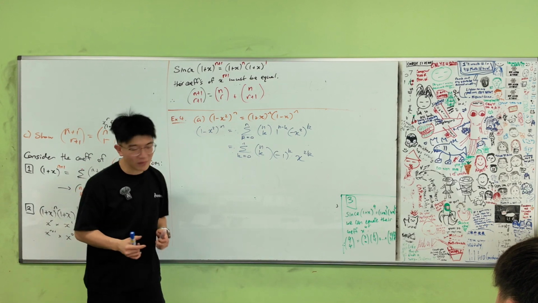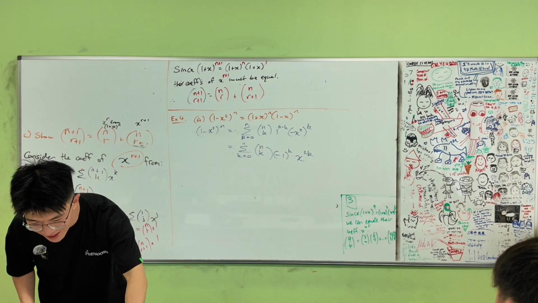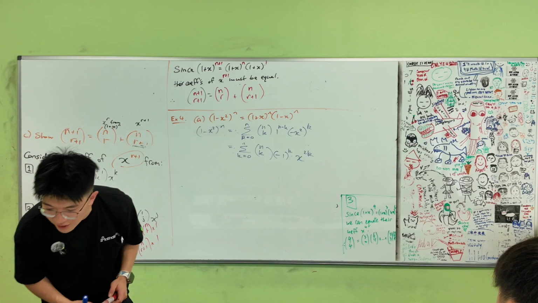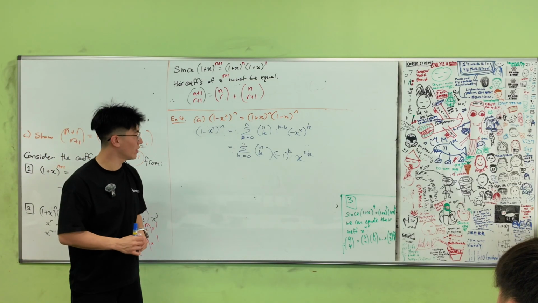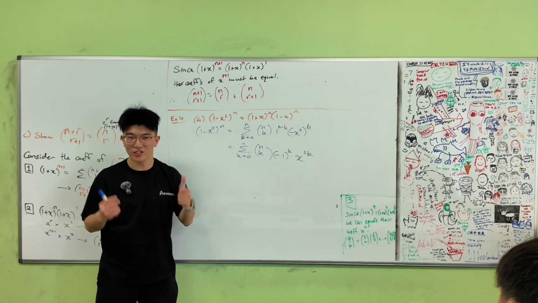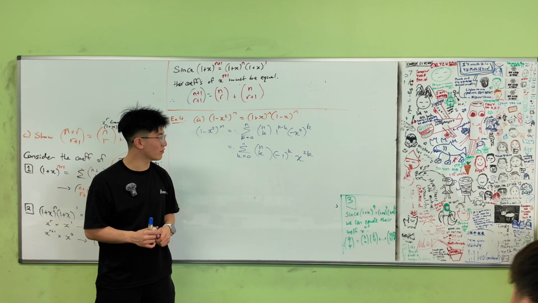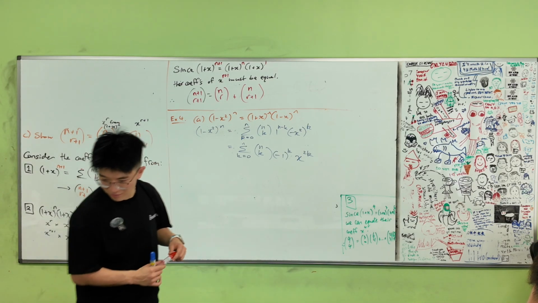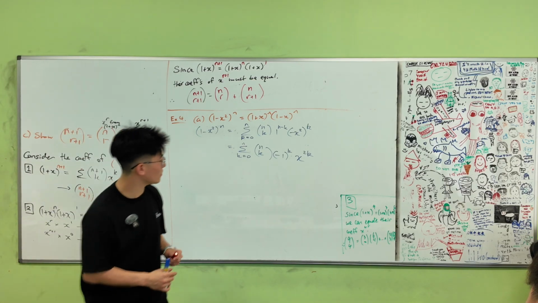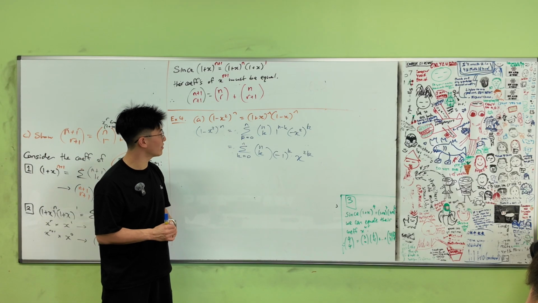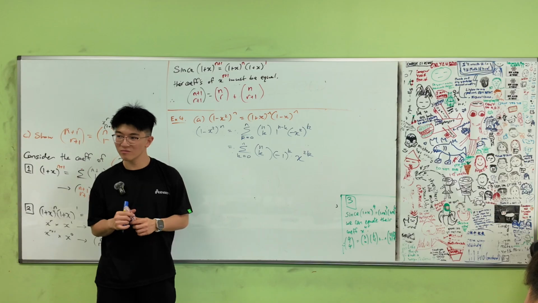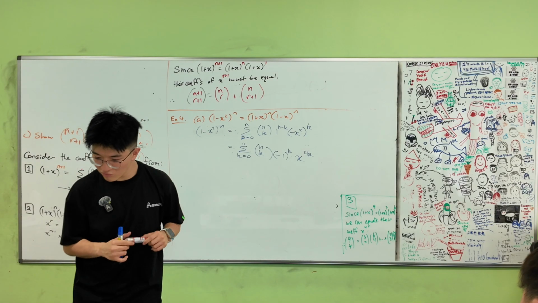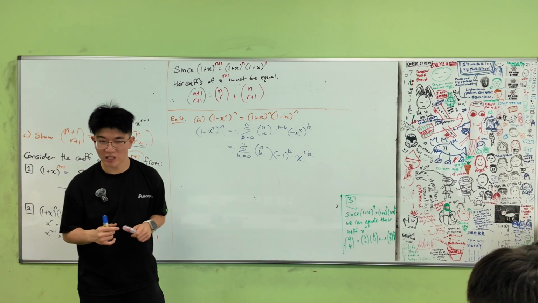Okay, cool. From there, the question asks us to explain why the coefficient of x to the n is 0. Putting it in this notation is so helpful. I want the coefficient of x to the power of n. What should I do here to get x to the power of n? Any ideas?